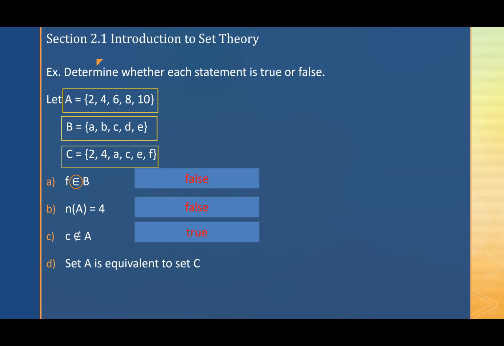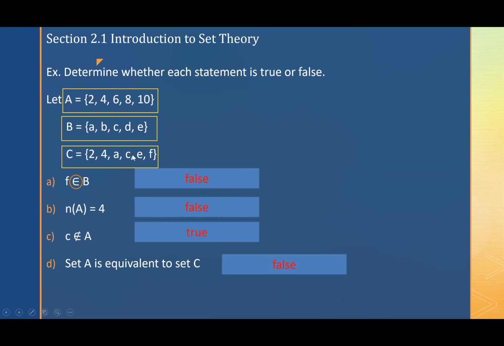Is that a true statement? Set A is equivalent to set C. Is it false? Because it's the same... wait, no. C is 6 and A is 5. False, right? Because in A, we have 5 elements, and in C, they have 6, right?